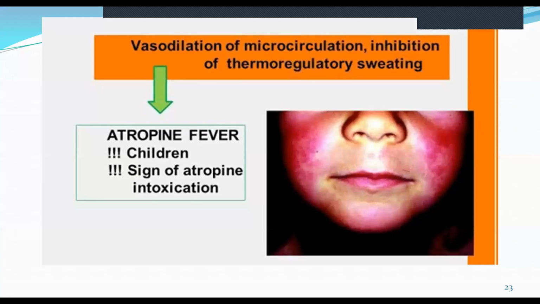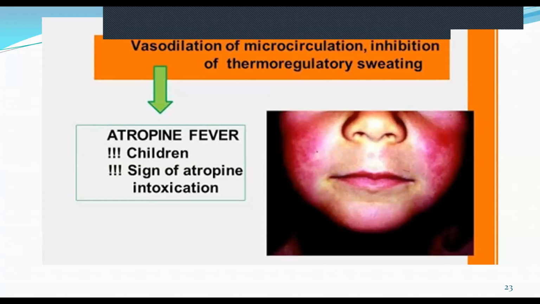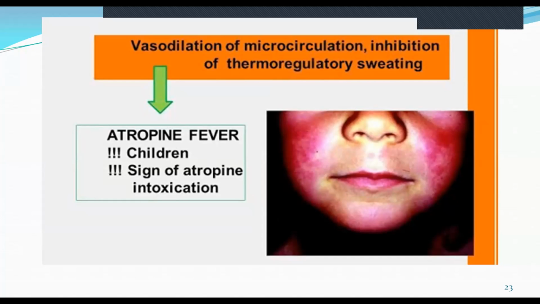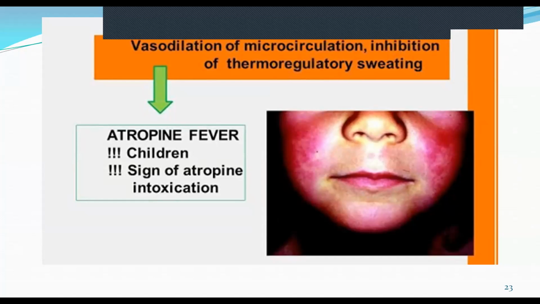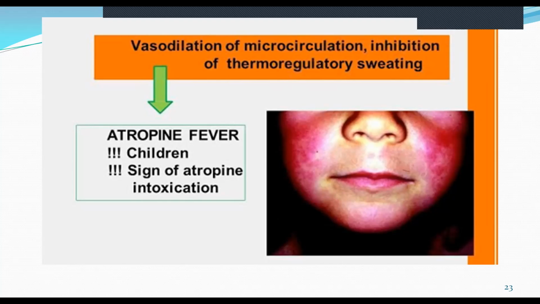And then another terminology is atropine fever. This especially occurs in children or in young animals, because here atropine sulfate is going to block all the receptors, especially the secretory receptors, and thermoregulatory sweating is also decreased. That's why the body temperature is going to rise in atropine poisoning. So this is known as atropine fever, especially in children, and the entire face becomes reddened and blushing happens.